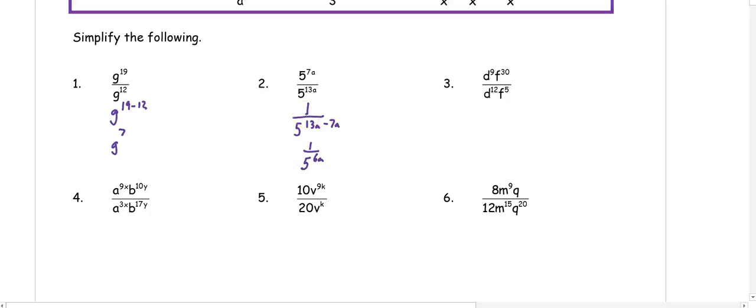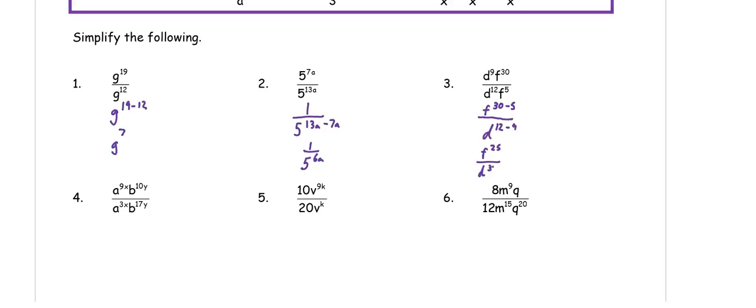Number 3, now there's two bases. There's a d and an f, so they're going to be treated separately. So for d, we have d to the 9th and d to the 12th. The 12th is larger, so d is going to go to the denominator, 12 minus 9. F, we have f to the 30th and f to the 5th. 30 is larger, so in the numerator, we're going to have f to the 30 minus 5. And then we can subtract, and we get f to the 25th over d to the 3rd.